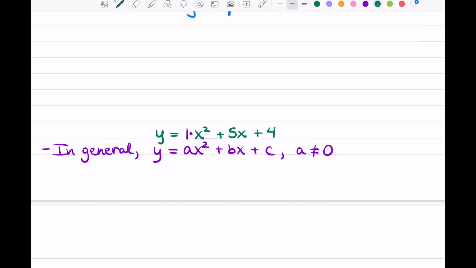A couple important facts about this general form. If a is greater than 0, meaning a is positive, then the parabola will open up. So we'll have something that looks like this. And on the other hand, if a is less than 0, meaning a is negative, then our parabola opens down.